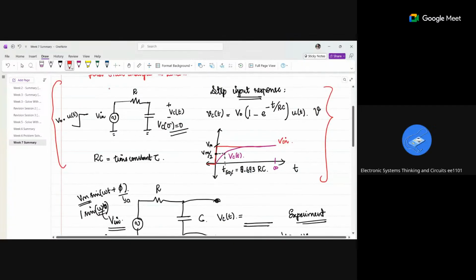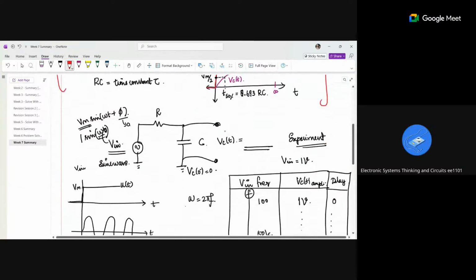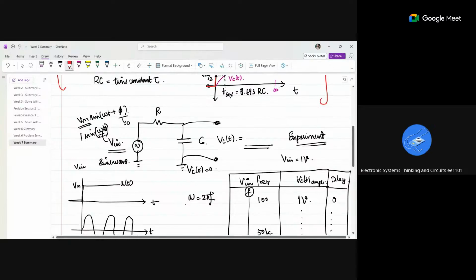In last week, we saw the step input response, right? When Vin, which is a step input, is connected across a resistor and a capacitor, and given VC of 0, initially the capacitor is discharged, and I'm measuring the voltage across the capacitor. This is the formula, which we know from the week 6 lecture itself. The same RC circuit, but instead of the step input, I am giving a sine wave, which is Vm sine omega t plus phi. I am fixing Vm as 1 volt and phi as 0.